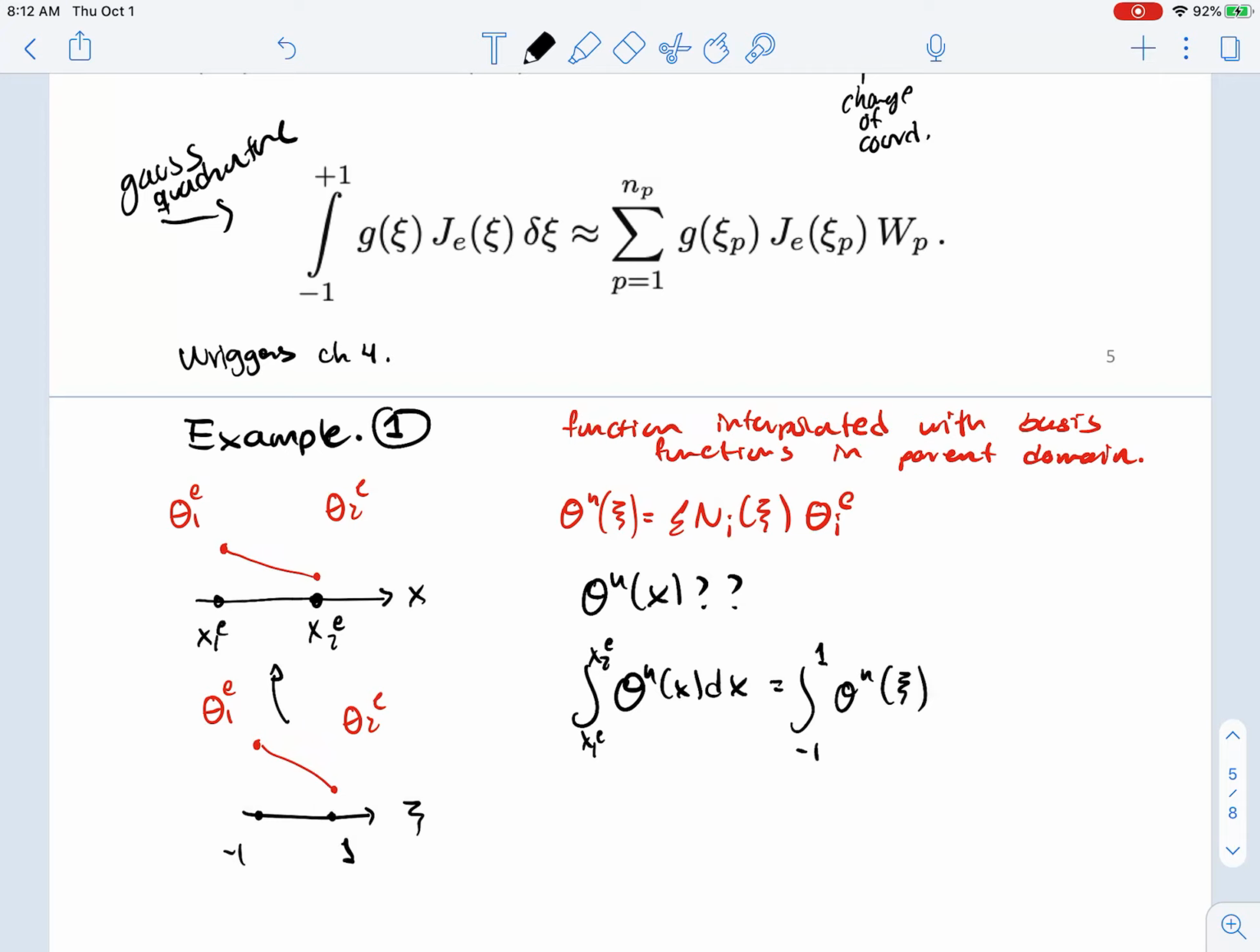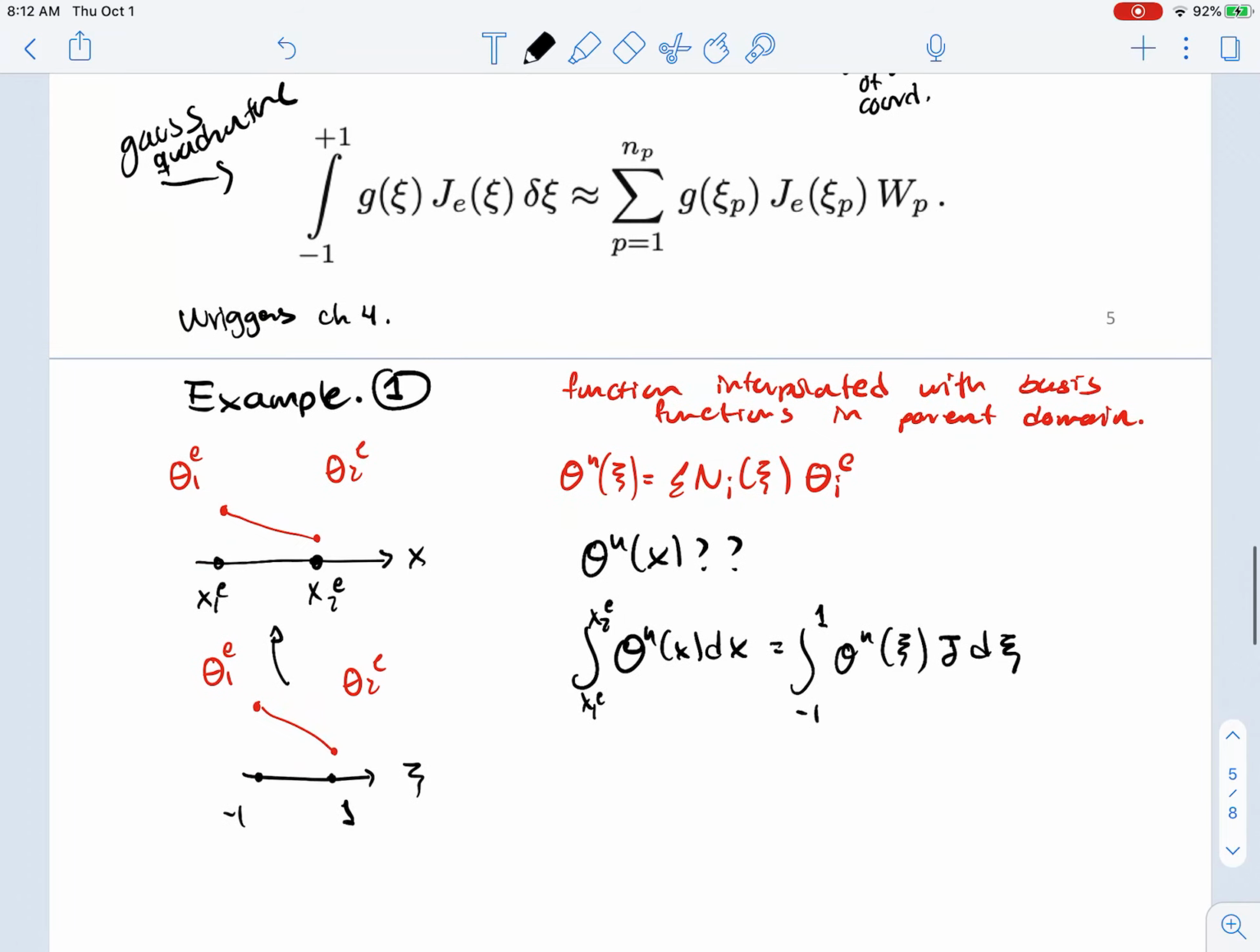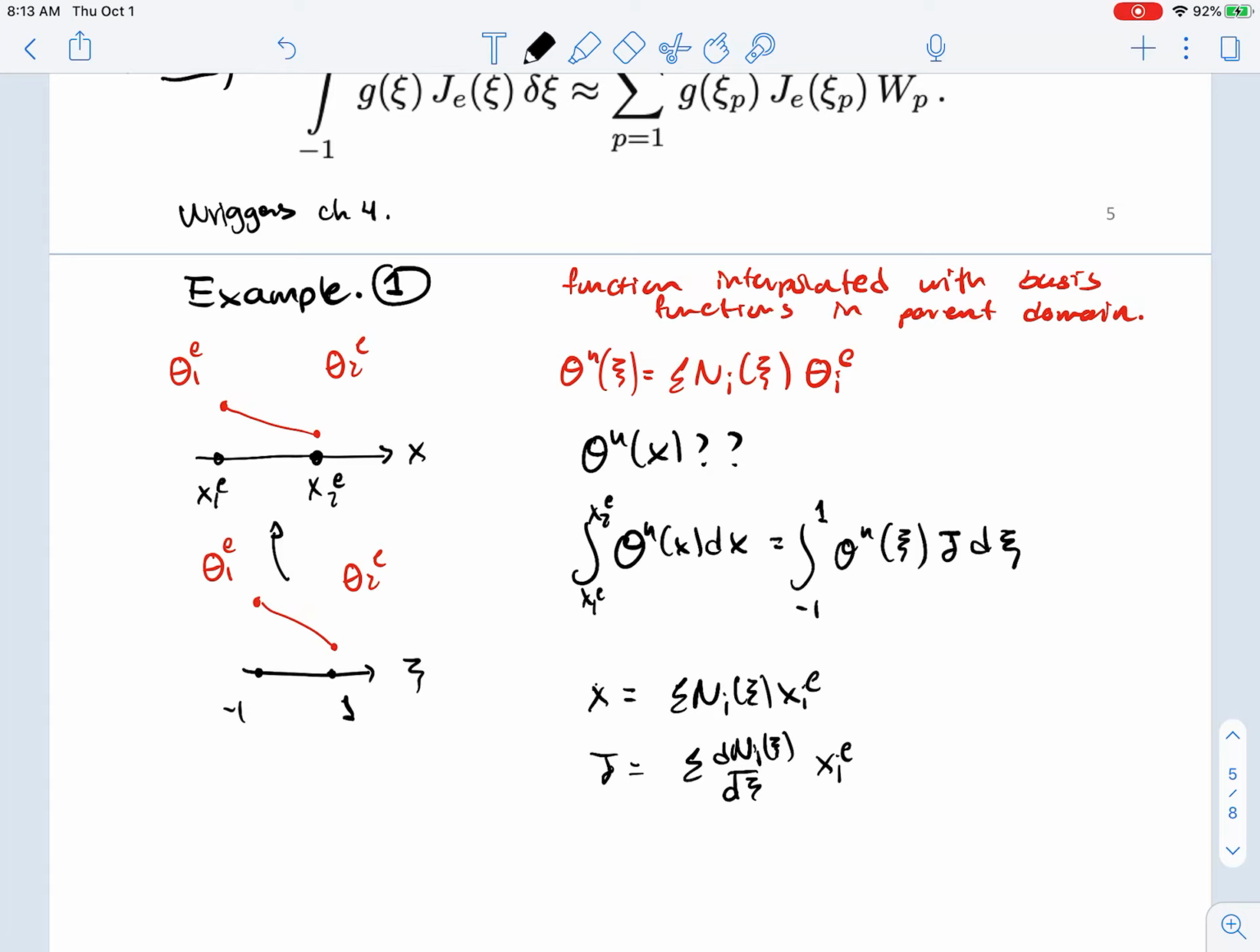So in this case, it makes even more sense to do the integral from -1 to 1 of theta h of psi, because we have the theta directly in terms of psi, times the Jacobian, d psi. And the Jacobian is just from the definition of the isoparametric map, right? So we have x equals the sum of N_i of psi times x_i^e, and the Jacobian equals the sum of dN_i d psi times x_i^e.